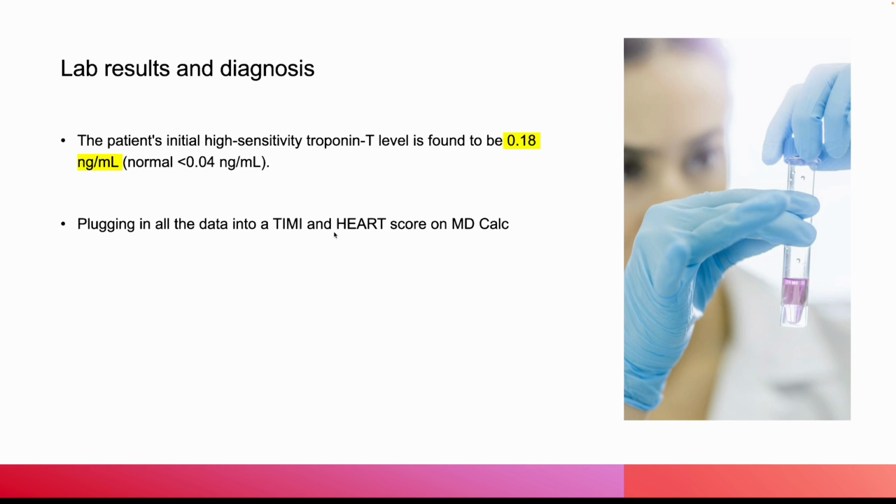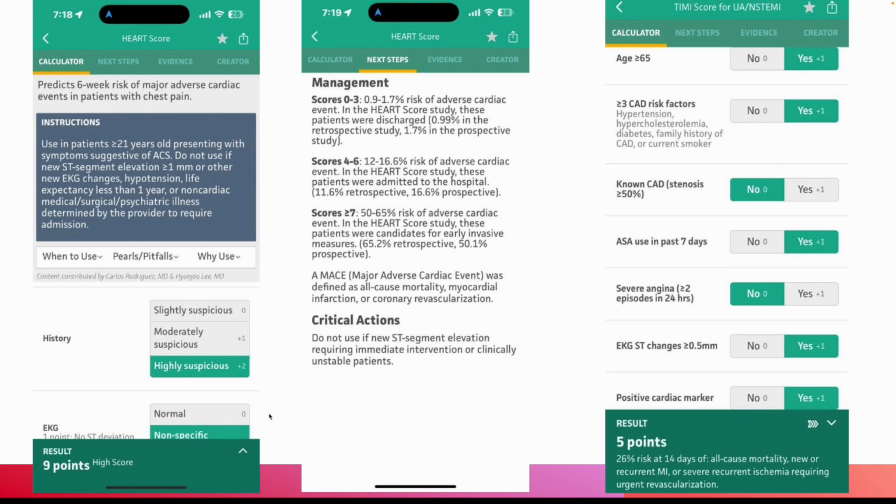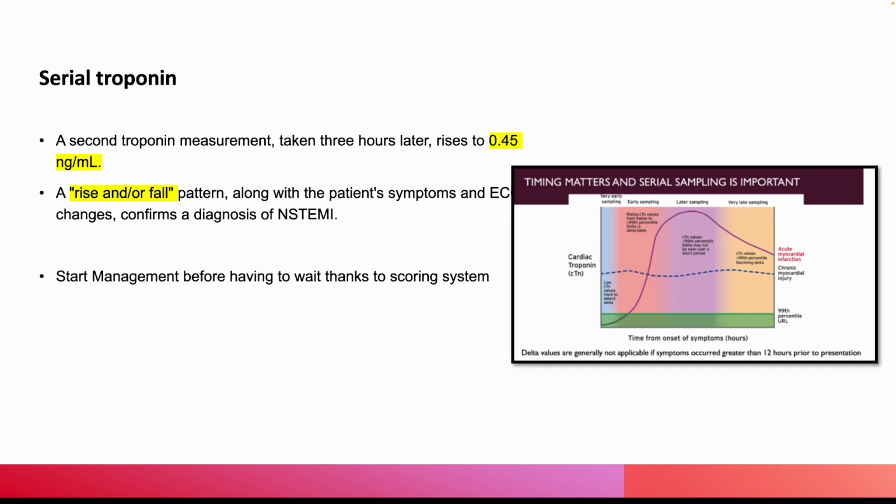So plugging all this data into the heart score and the TIMI score on MD CALC, this is what you would find. You would find a high heart score and a high TIMI score, and you can read it. It can even give you the next steps in management. And next steps would be to intervene and prepare for revascularization. You would cover with several medications. We'll talk about management in a separate video, but you'll have to give medications and prepare them for a PCI if there is a close PCI center nearby.